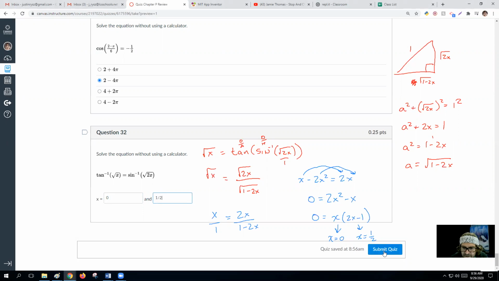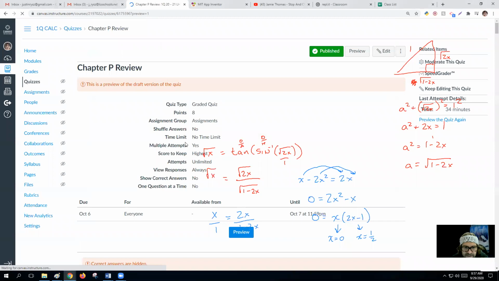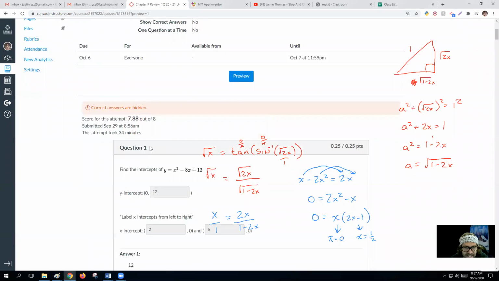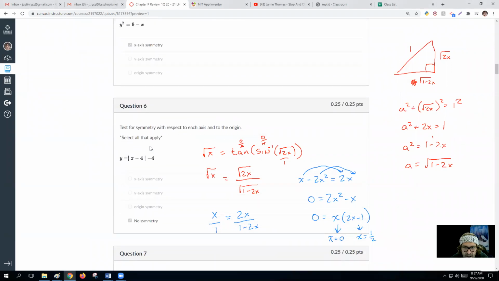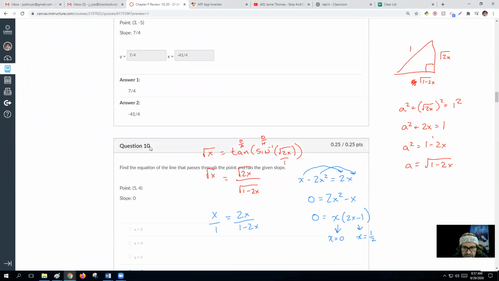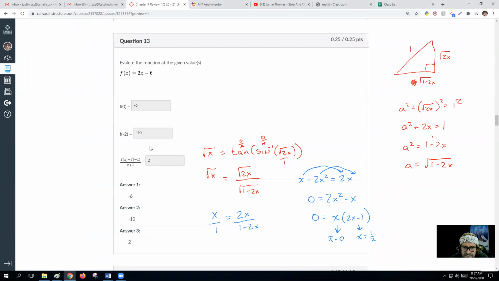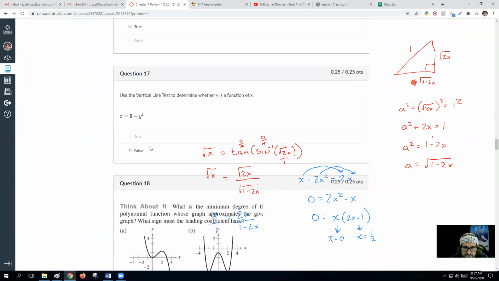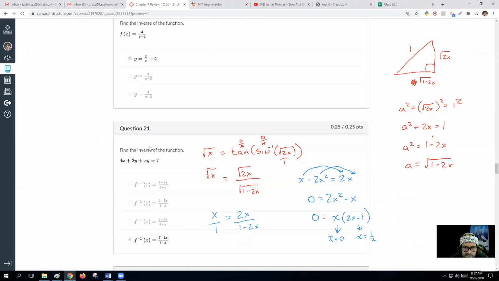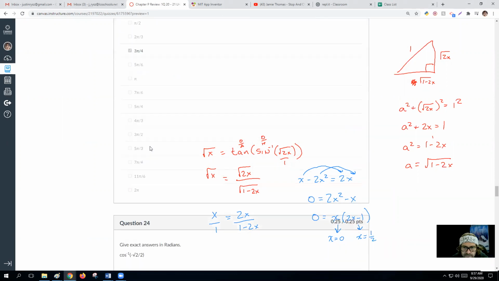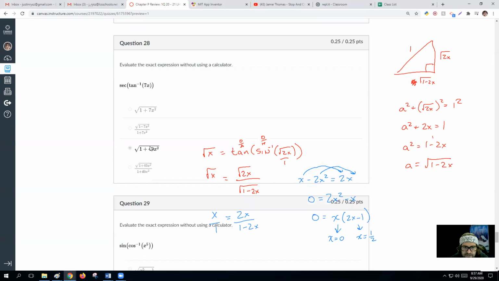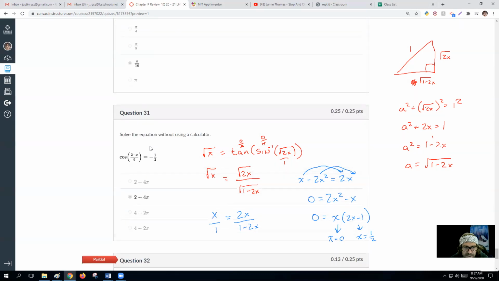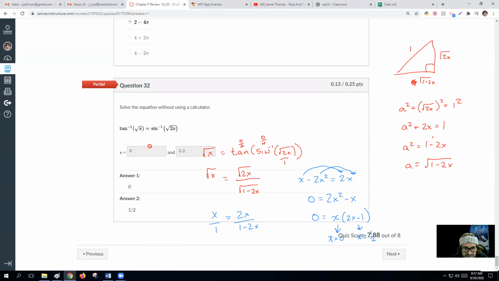All right, so let's see how I did this, see if I need to adjust my answer key at all. I'm hoping for an 8 out of 8. 7.88 out of 8. Ooh, let's see if I messed up. I wonder if it's question 14. Or maybe I did the problem wrong and I missed a common mistake. Which one did I mess up? Did I really mess up? The very last problem?